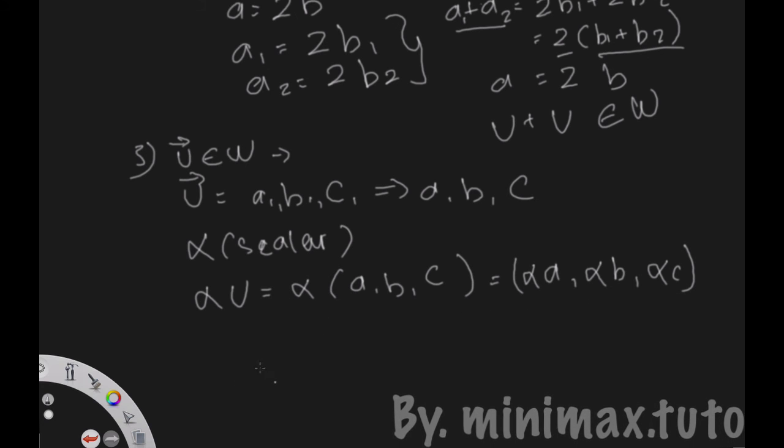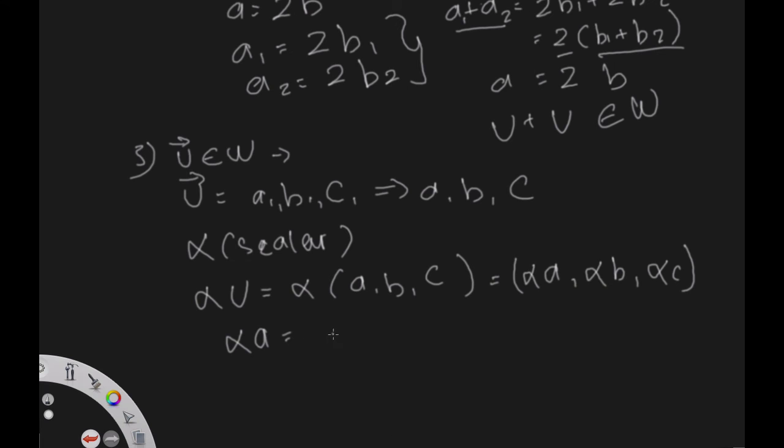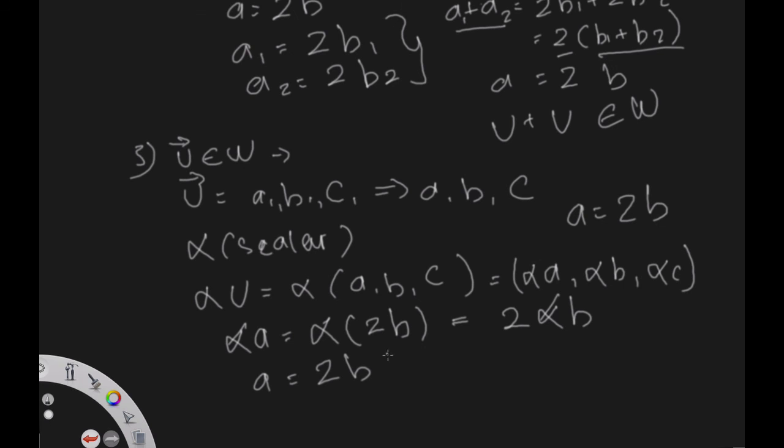And if we take only alpha A, because we have A is equal to 2B, we can write this as alpha times 2B, or we can write this 2 alpha B. But if we do this operation, we will get A equals 2B. It holds all of the 3 properties. So the second exercise is also a subspace of R3. Okay, thank you.